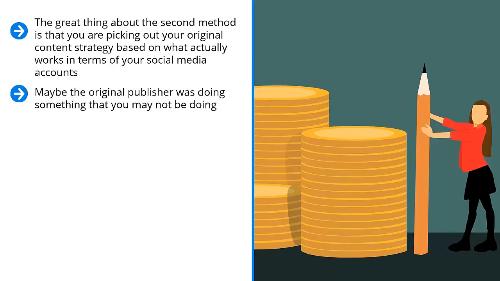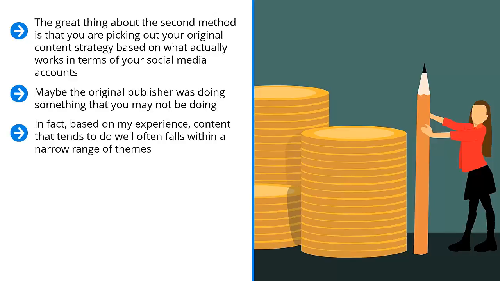Do curation first, let it run, and then pay attention to your statistics. You should be able to see a pattern. In fact, based on my experience, content that tends to do well often falls within a narrow range of themes. In some of my campaigns, almost all of the content that got a lot of love from the internet was focused on one question. That's how focused your audience's needs may be.